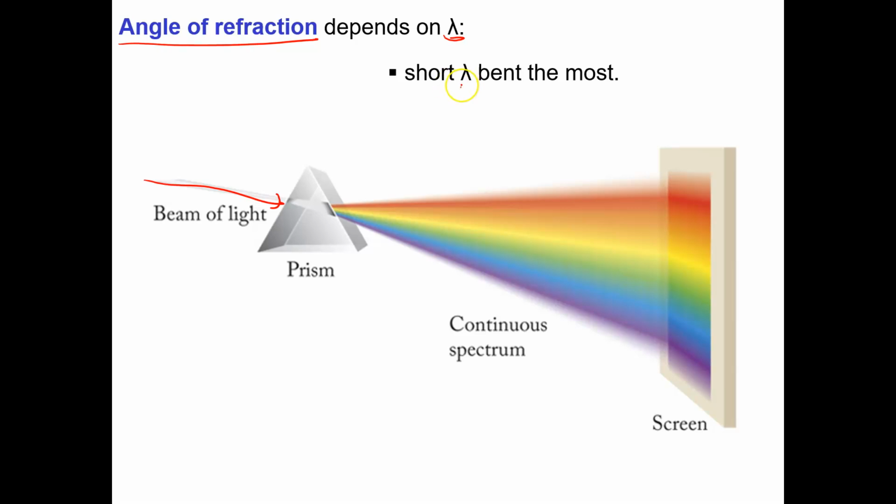Now, it turns out that the short wavelengths are always bent more than the long wavelengths. So what we end up with when we do this with white light is that the violet light, which has a really short wavelength, gets bent quite a lot, and the red light not so much. And then the others get bent according to their wavelength. So this is a really cool tool that we use all the time. And the reason it works is because light is behaving as a wave.